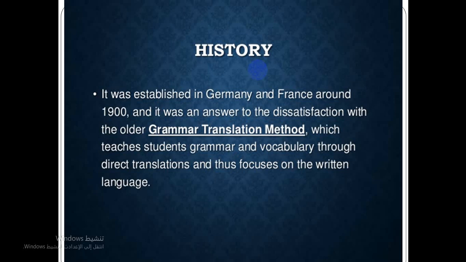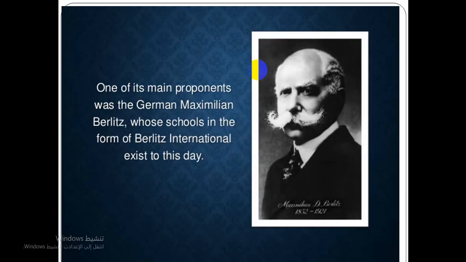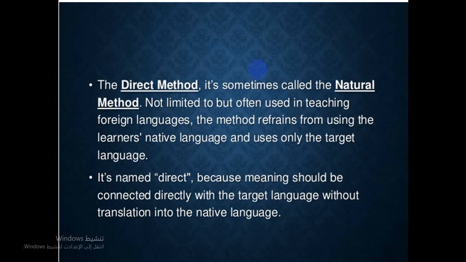History of the direct method. It was established in Germany and France around the 19th century, and it was an answer to the dissatisfaction with the older grammar translation method, which teaches students grammar and vocabulary through direct translations and thus focuses on the written language. One of its main proponents was the German Maximilian Berlitz, whose schools in the form of Berlitz International exist to this day.